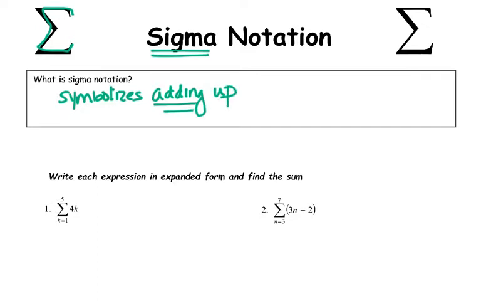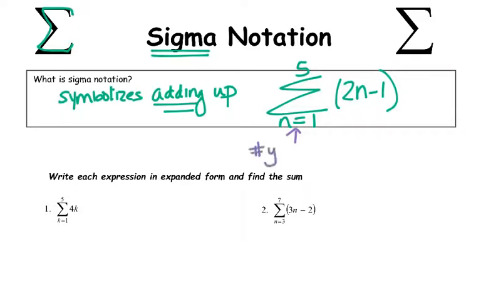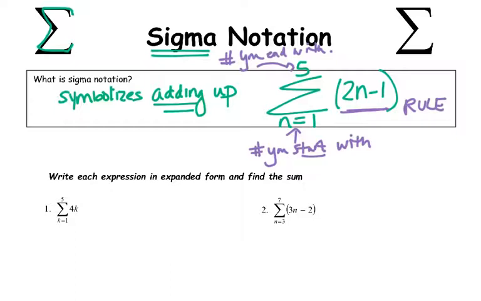Okay, so when we see our sigma notation, it'll look like this. n goes from 1 to 5, and it'll have a rule like 2n minus 1 or something like that. So n equals 1 is the number you start with. You start by plugging in a 1, and then you plug in a 2 and a 3 and a 4, and in this case a 5, the number you end with. You end with the last number. And here is the rule that you're plugging those numbers into.